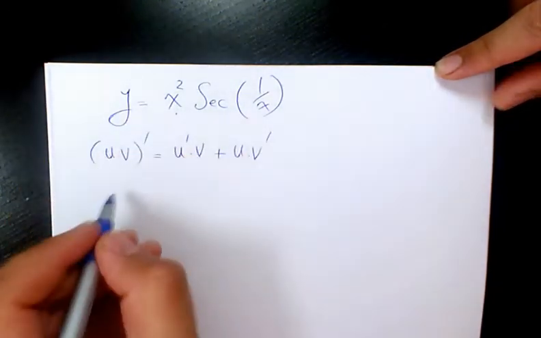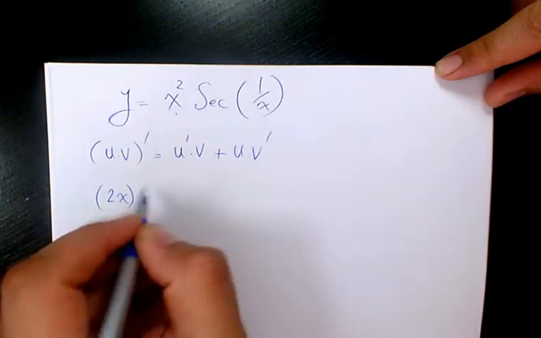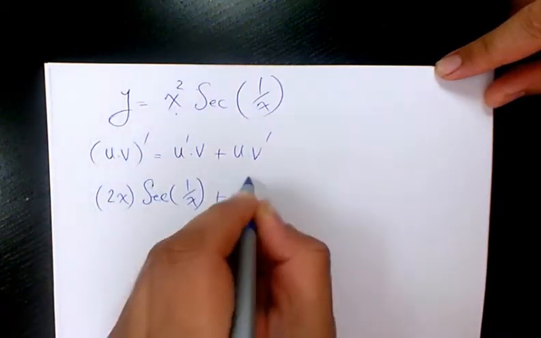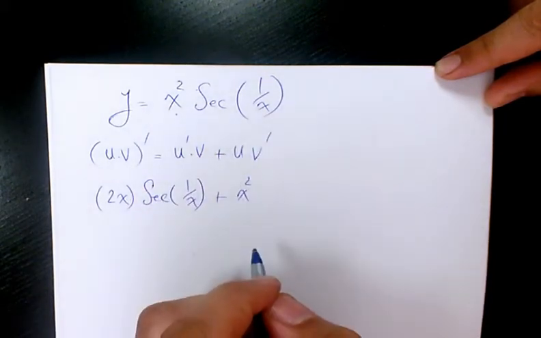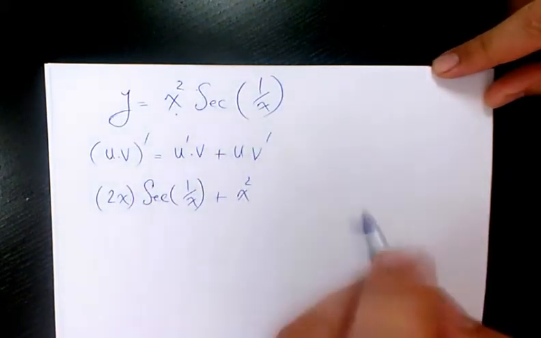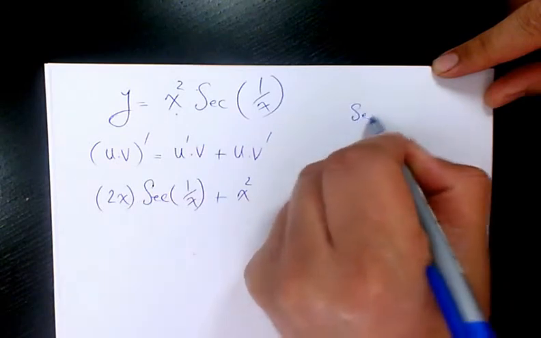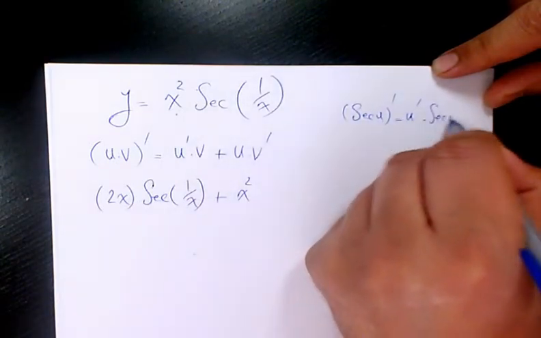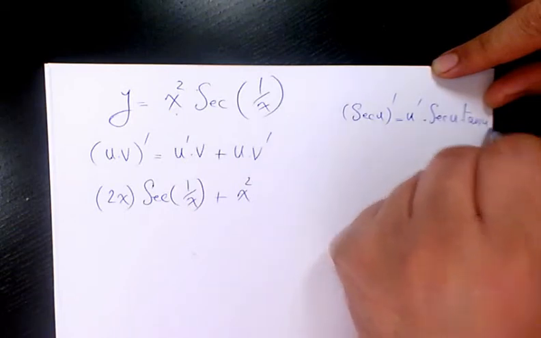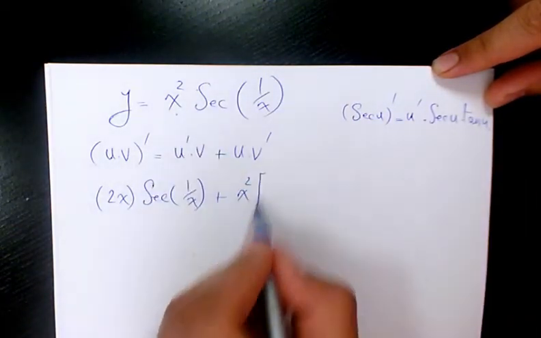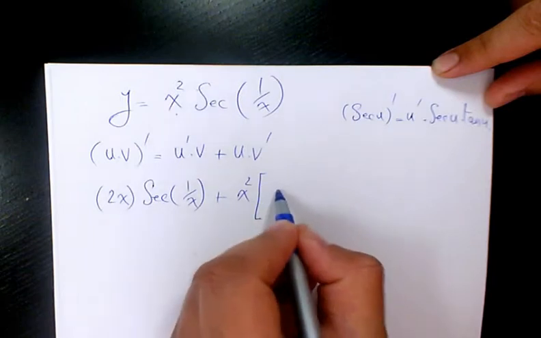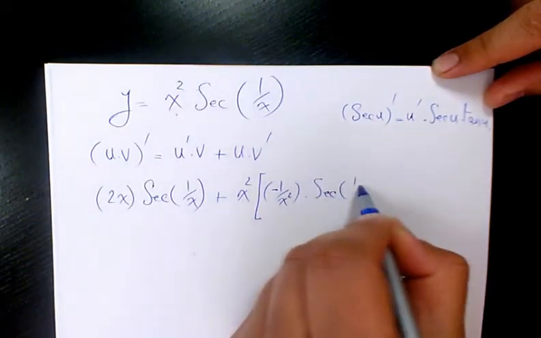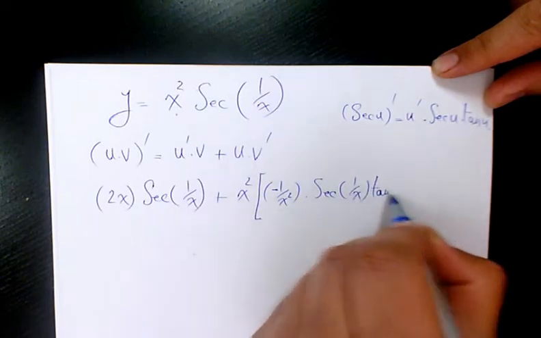So the derivative of x squared is 2x times secant 1 over x, plus x squared times the derivative of secant 1 over x. So we know the derivative of secant u is going to be u prime times secant u times tan u. So it's going to be x squared times the derivative of 1 over x, which is negative 1 over x squared, times secant of 1 over x times tan of 1 over x.